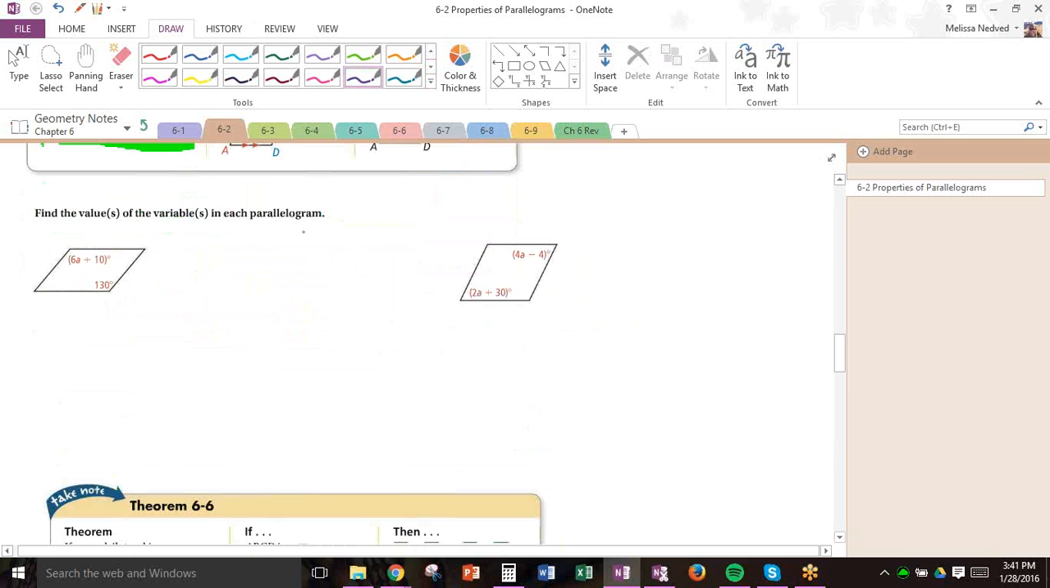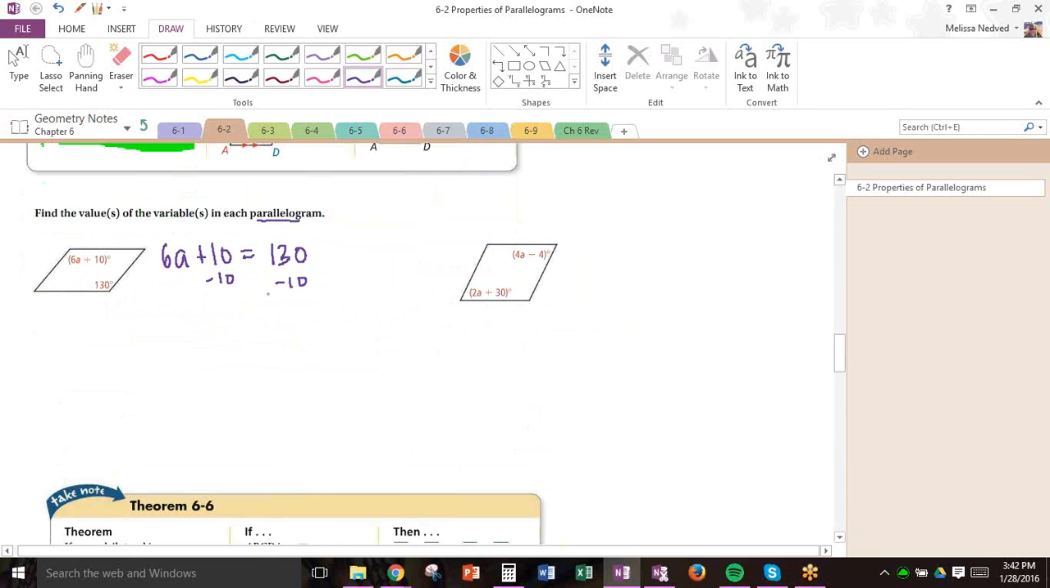Here we're asked to find the values in each parallelogram. Again, we're told we have a parallelogram, so even though we don't have those opposite side markings, our instructions tell us we're looking at a parallelogram. And that last property told us opposite angles are congruent. In this case, this upper left-hand angle is going to be congruent to the bottom right-hand angle. So they both have to equal 130 degrees, which means 6a plus 10 equals 130. One variable, one equation we can solve.